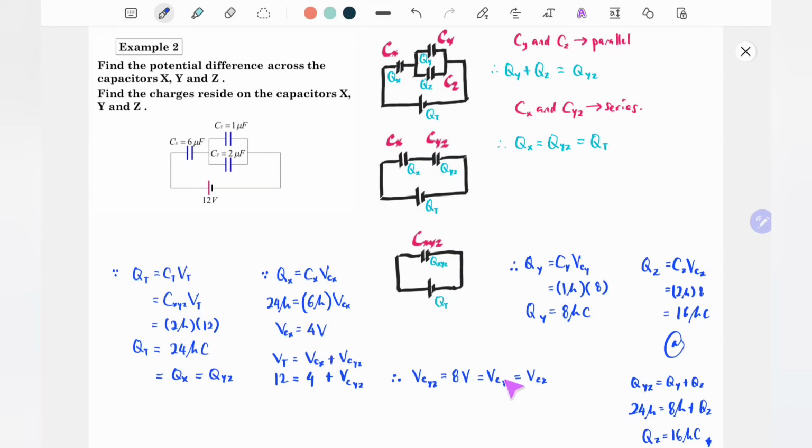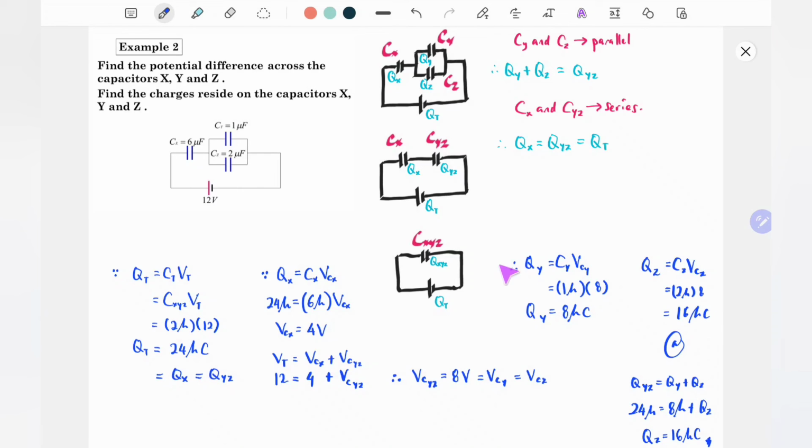By getting V across Y and Z, and using the equation QY equals CY times VCY, with CY given as 1 microfarad and VCY calculated just now as 8, you will get Q stored by Y. Then you do the same thing to calculate Q across Z. So QZ equals CZ times VCZ. CZ is 2 microfarad, and V across it is 8 volt, and then you will get this.